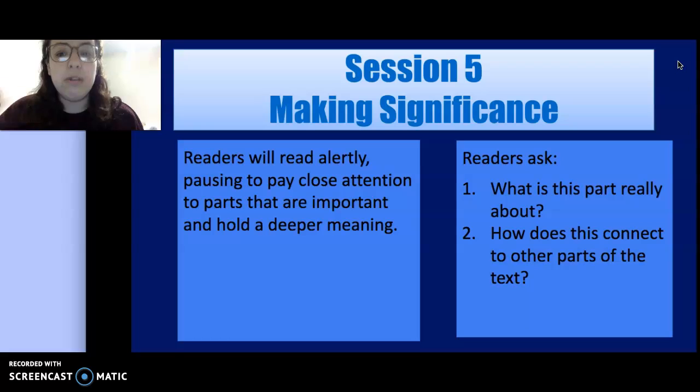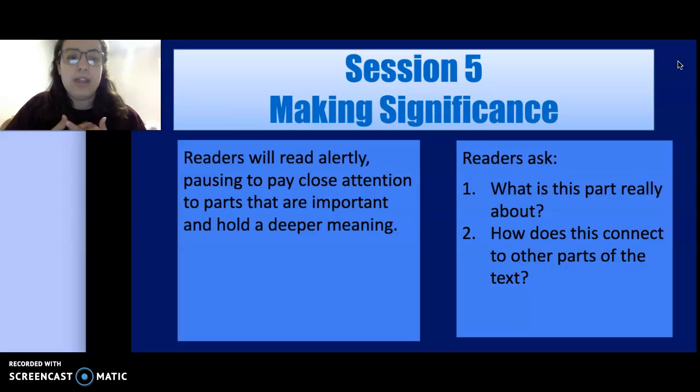As a reader, you should be reading alertly, so reading with your eyes open, not just flipping through the pages, but paying attention to what's happening and pausing to think about what just happened. Why is that important? Does that mean anything for the story, or for my character? Some guiding questions when you pause are: What is this part, this section, this chapter really about? And how does it connect to the rest of the book? Why is it important?